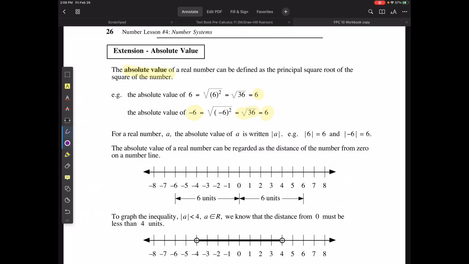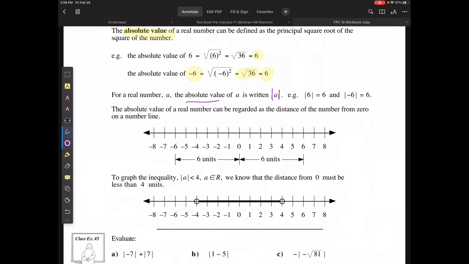So the absolute value is going to be written where I have these two lines on either side of whatever the value is, which means I'm just taking the positive version of that number. I can also represent it in terms of a distance. What is the absolute value of 6? It is the distance between 6 and 0, which is going to be 6 units. What is the absolute value of negative 6? It's the distance between negative 6 and 0, which also happens to be 6 units.